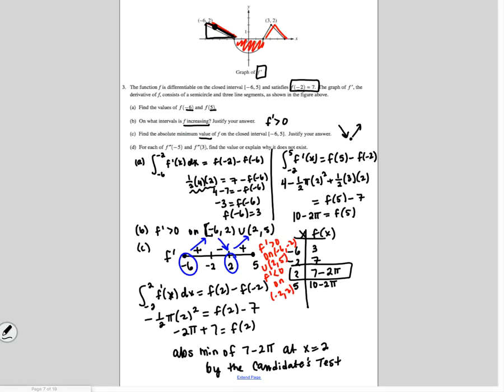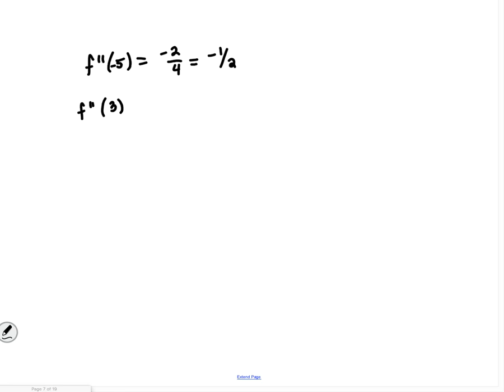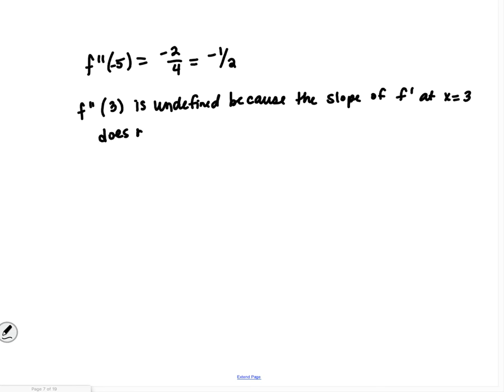But then if I talk about f double prime of 3, f double prime of 3 is right here. The slope of f prime at 3 does not exist. So I'm going to say it's undefined because the slope of f prime at x equals 3 does not exist. And you could write in parentheses something like cusp, corner, right? So it's a corner in this case.